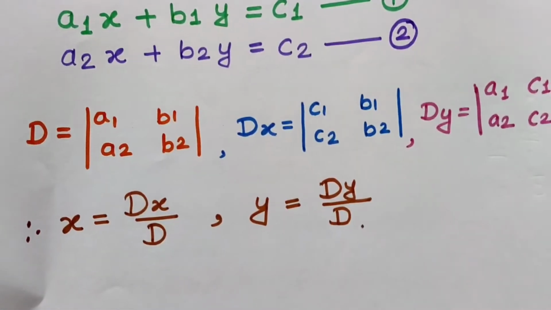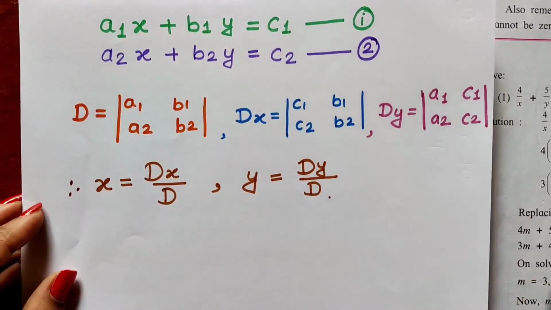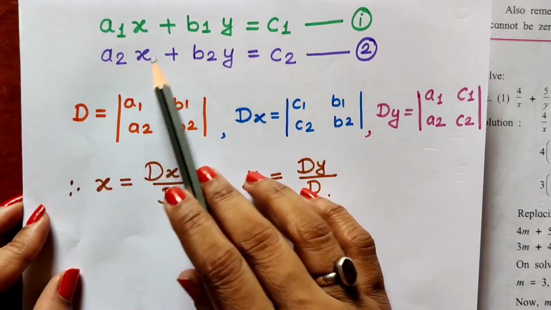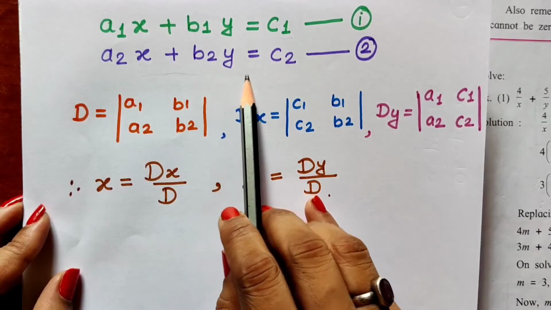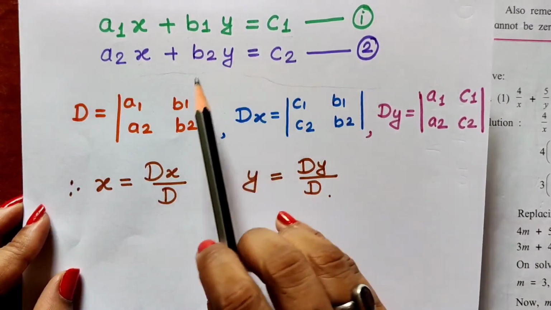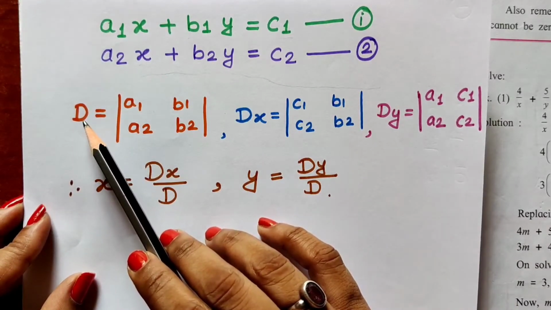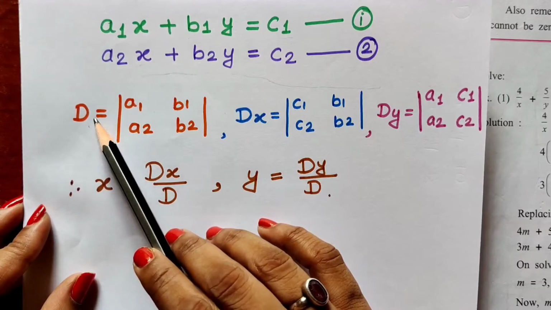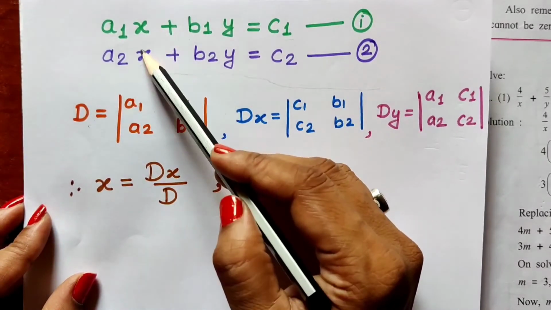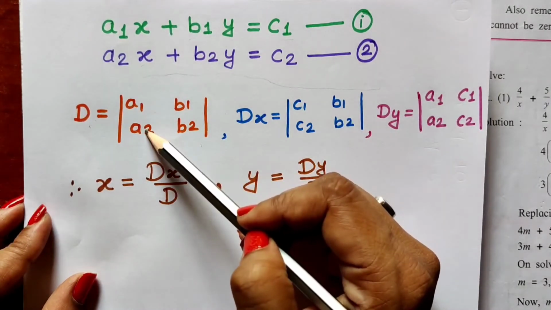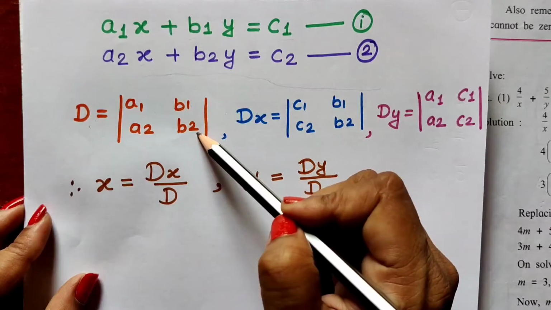As you all can see, here two equations are taken, a1x plus b1y is equal to c1, and the second equation is a2x plus b2y is equal to c2. Now how to form the determinant? First we have to form the determinant for D, capital D. Which coefficients should be written? Coefficient of x terms, that is a1, a2, in the first column. Coefficient of y terms, that is b1, b2, in the second column.